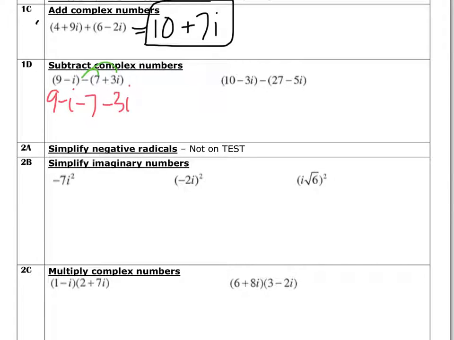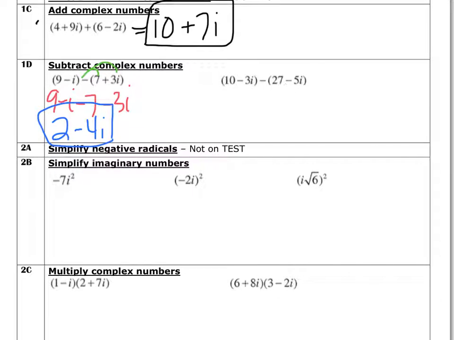Now just combine your like terms. So the 9 minus 7, because it owns a sign in front of it, 9 minus 7 is 2. And the negative 1i minus a 3i is going to get us a negative 4i. And that's our answer. The second problem is going to work the same way.